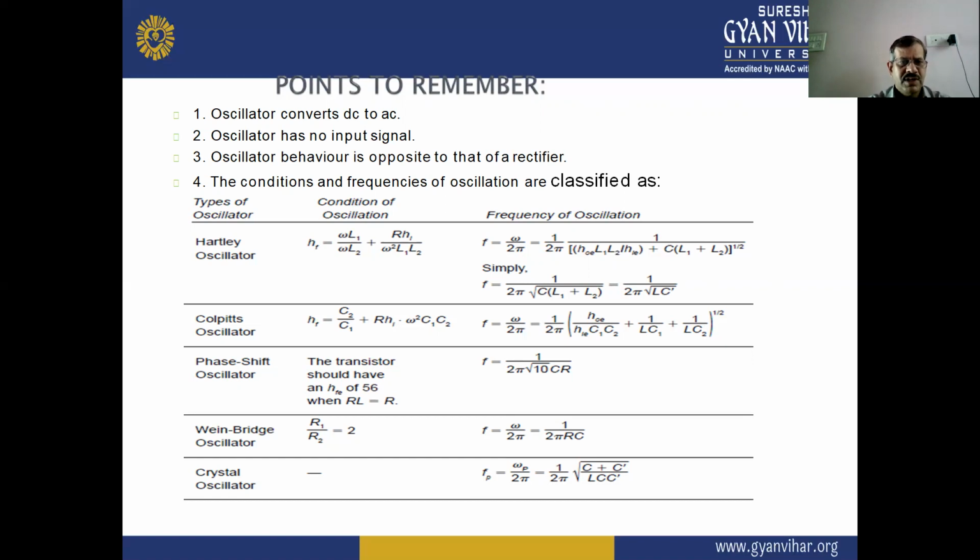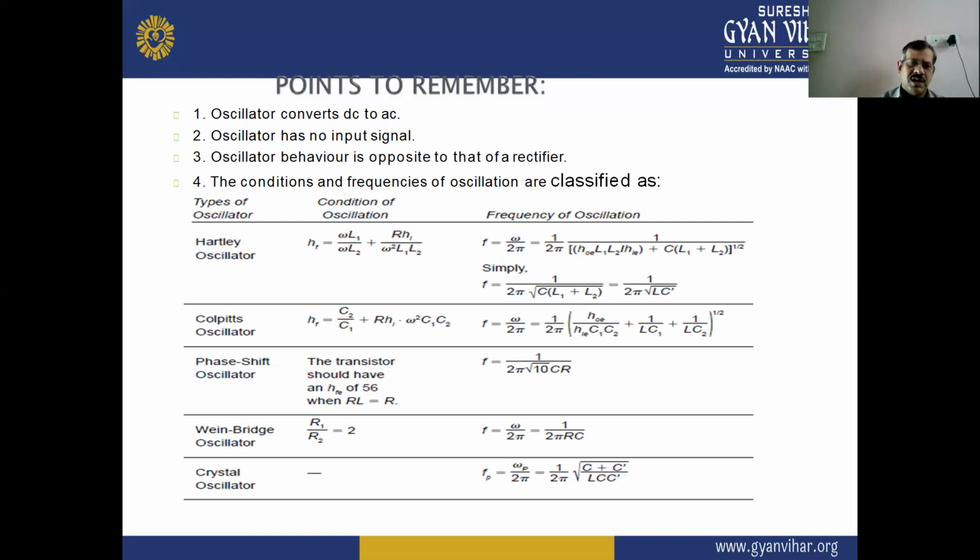The next oscillator is the phase shift oscillator. The condition for oscillation is that the transistor should have an hFE of 56 when RL equal to R, and the frequency of the phase shift oscillator is F equal to 1 upon 2 pi under root 10 into CR. The next oscillator is the Wien bridge oscillator. The condition for oscillation is R1 upon R2 equal to 2. The frequency of this oscillator is F equal to 1 upon 2 pi RC.